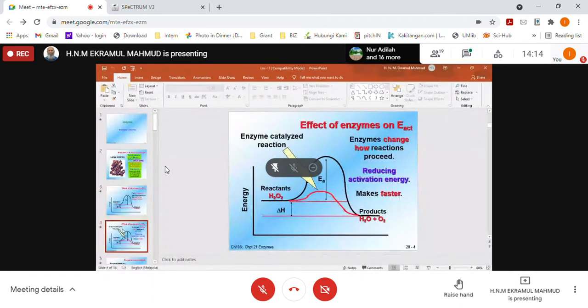So it will reduce the path, it means your activation energy. It will follow a different path whereby the activation energy is reduced and the reaction is faster. Right? So enzyme catalyzed reactions will follow a shorter path than without using the enzyme, right? So enzymes change how reactions proceed. They reduce the activation energy, making it faster.